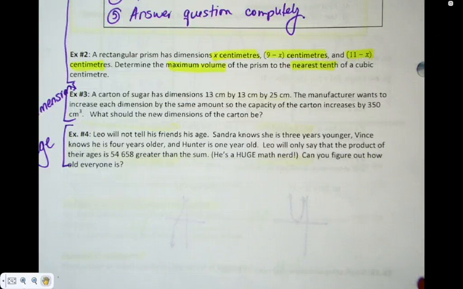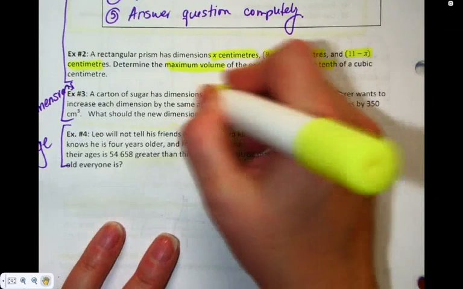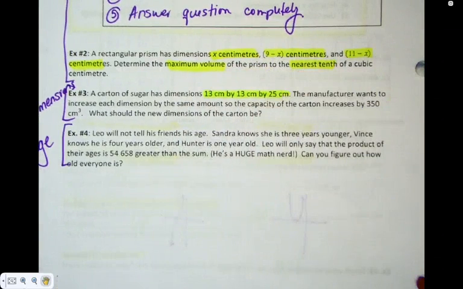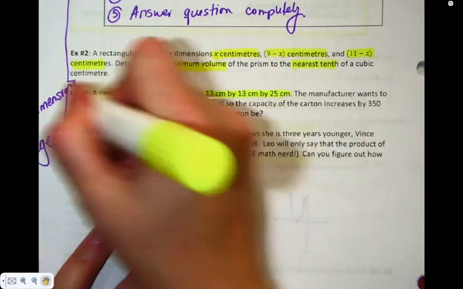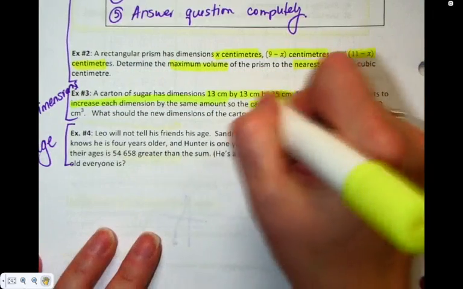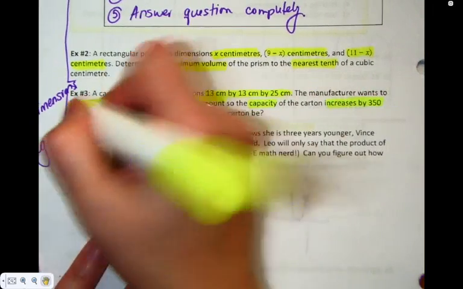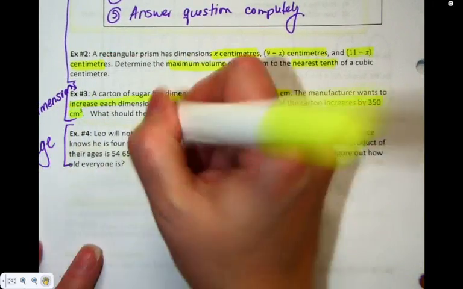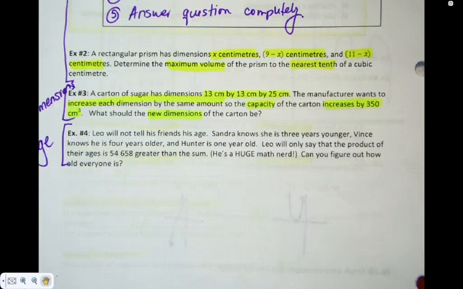Okay, what's important? Do we care it's sugar? No. We care about the original dimensions. And we know we want to increase each one by the same amount, because we want the capacity to increase by 350. New dimensions. What's the math word for capacity? It's volume. So we want the volume to increase, and we want to increase each one in the same proportion.